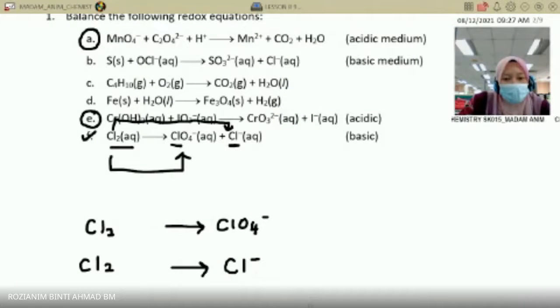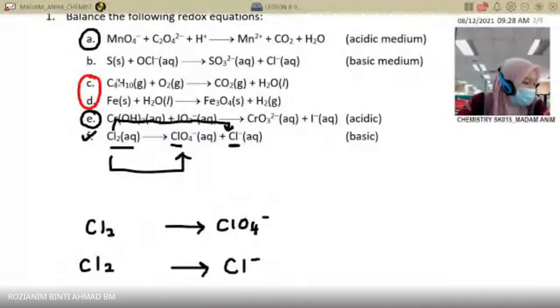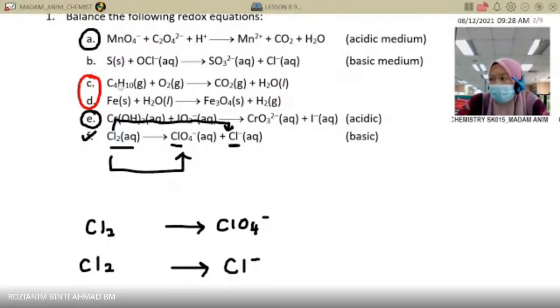Okay, before I proceed, when you go through the exercise questions of D and C, this question. C and D. Okay, what does this question ask to balance? Acid or base? Acid or base? Syafi'i? Acid or base? Syafi'i? Yes. Acid or base is this question? Syafi'i? Questions C and D.